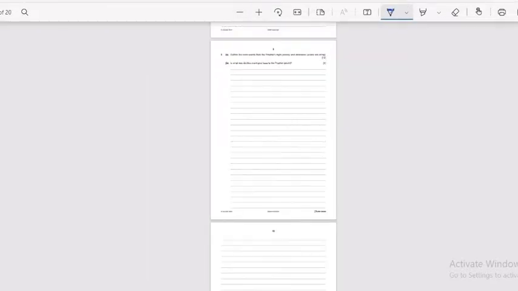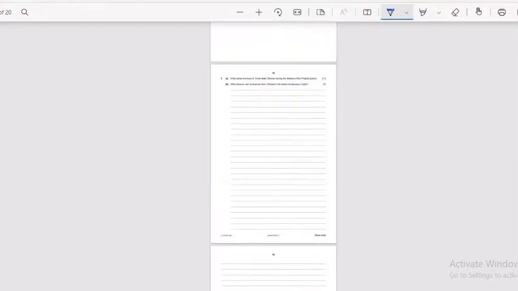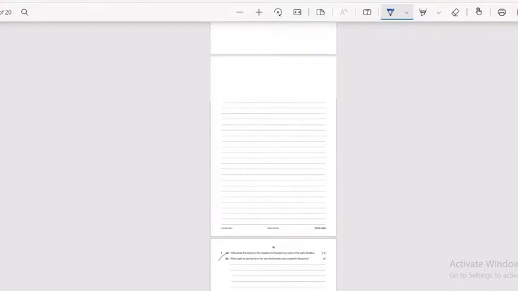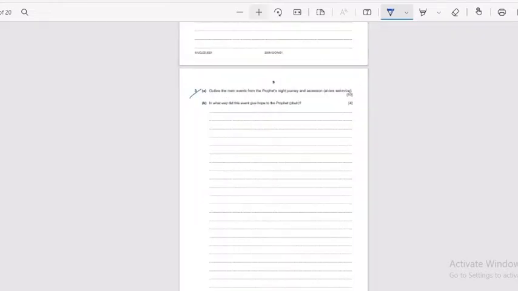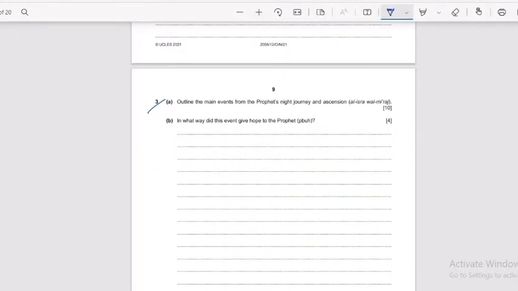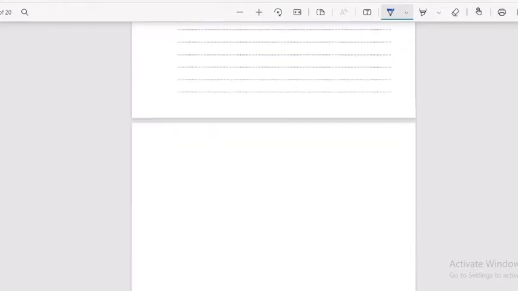Then you come to the optional questions. Question 3 is an optional one, question 4 is also an optional one, and question number 5 is also an optional one. You have to select 2 out of these 3, and you have to attempt the first 2 questions no matter what. So let's check out the content. Question 3 says, outline the main events from the Prophet's night journey. So this question talks about the life and importance of the Prophet.